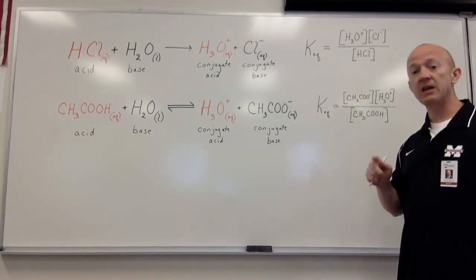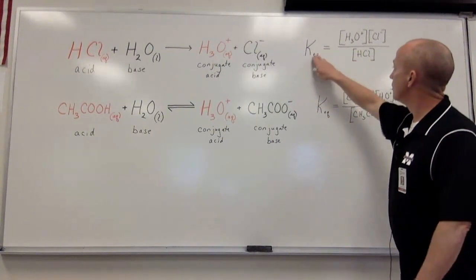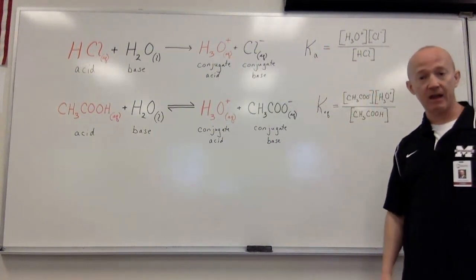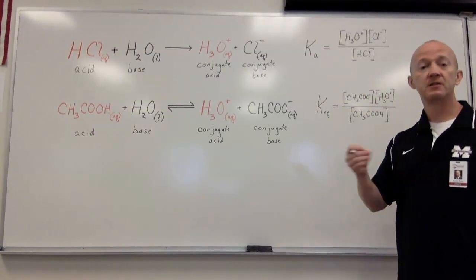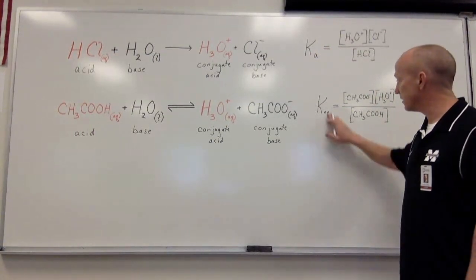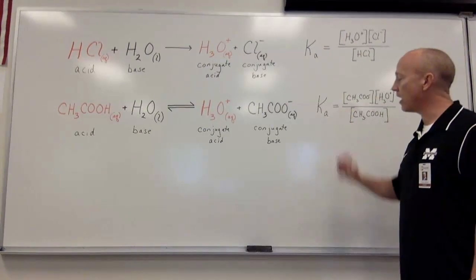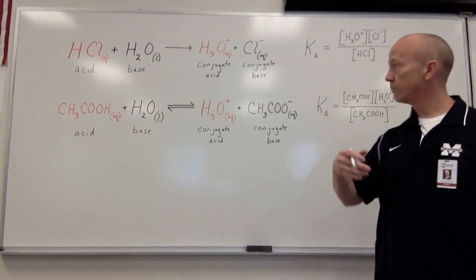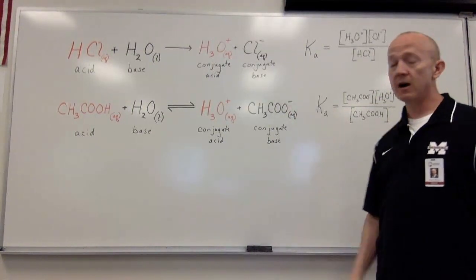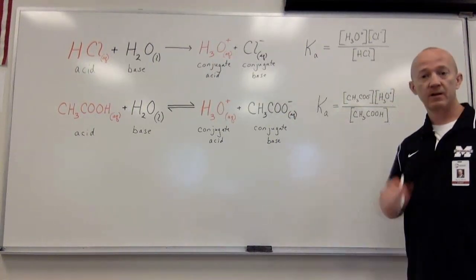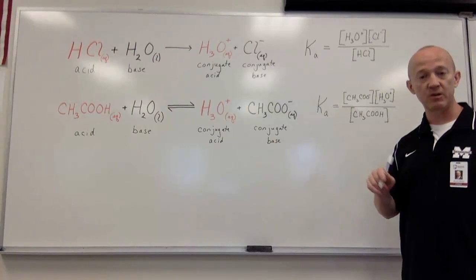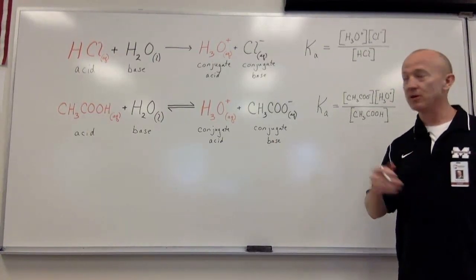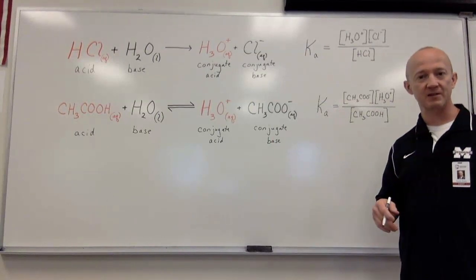Instead of calling them KEQ, we call them Ka, the acid dissociation constant. That is to say, how well that acid dissociates in water, breaks apart to form ions in water. I told you before we have strong acids and weak acids. Let's illustrate this with the Ka values for these two respective acids.